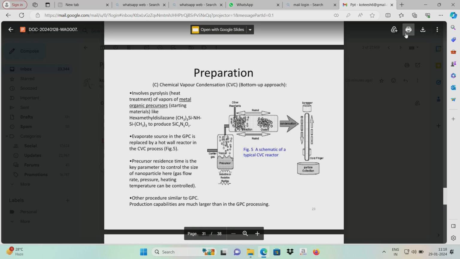The bottom up approach is nothing but initially the precursor is taken, and the gas is sent to it, and with the help of vaporization it goes up. In the chamber you can see the molecules or atoms present there, and they undergo heating, and after that it settles down on the collector.